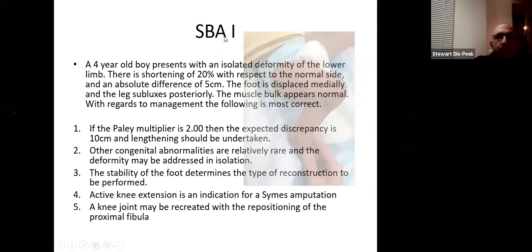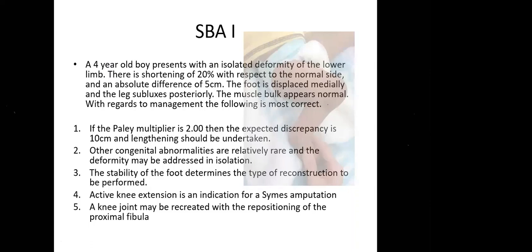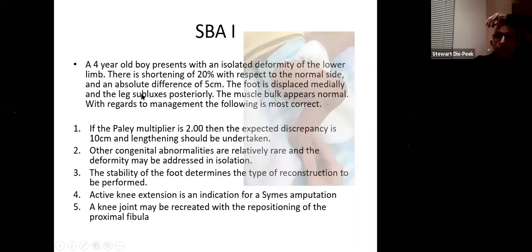Now we get here, and this all changes. Single best answer, number 1. A 4-year-old boy, isolated deformity of the lower limb. Read all of it carefully, because there's not just the facts, there's implications. There's shortening of 20% with respect to the normal side and an absolute difference of 5 centimeters. Nico, you following so far? I am. Foot displaced medially, the leg subluxes posteriorly. And when I say the leg subluxes, I'd probably come back and revise it, say the knee.